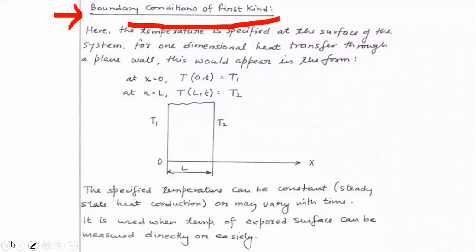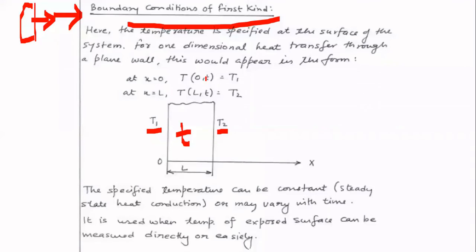Now, the boundary conditions are categorized under different categories. First is boundary condition of first kind. It says that the temperature at any given point is known. So here we have a wall. On this surface of the wall, the temperature is given as T1. On the other surface of the wall, the temperature is given as T2. This temperature is noted at a particular time, small t.